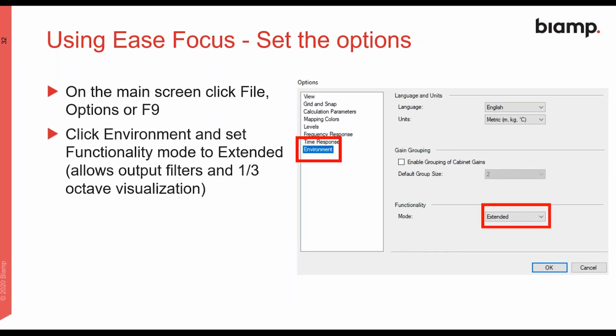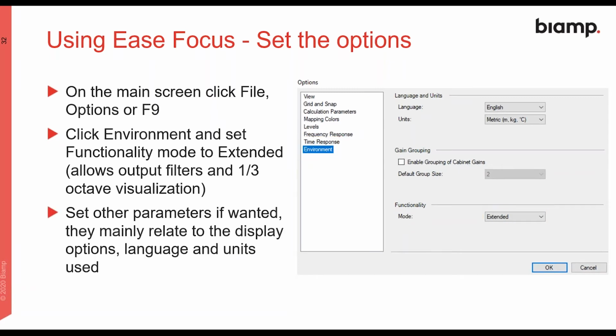In the environment section, set the functionality mode to extended. The reason for doing this is it just adds a few advanced features which are quite useful to have as standard, things like output filters or 1/3 octave visualization to make it a bit more accurate to understand. The other parameters on here are for you to set as you want, for example the language, the units of measure, whether they're metric or imperial, and so on. But out of the box, apart from the extended mode, it'll just work.